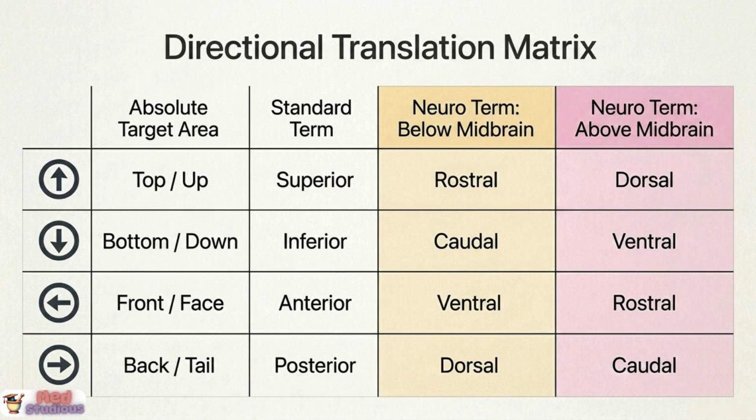Let's close with a clean summary of everything covered today. Rostral means toward the nose or head, derived from the Latin for beak. Along the spinal cord, it means toward the brain. In the cerebrum, it means toward the frontal lobe. In the brainstem, it means toward the midbrain.